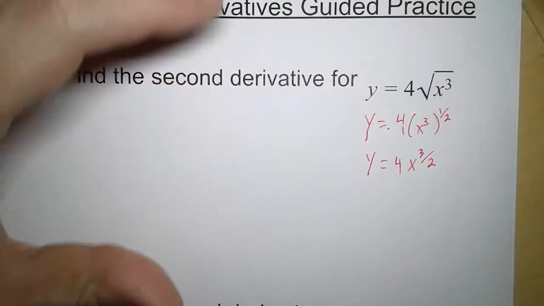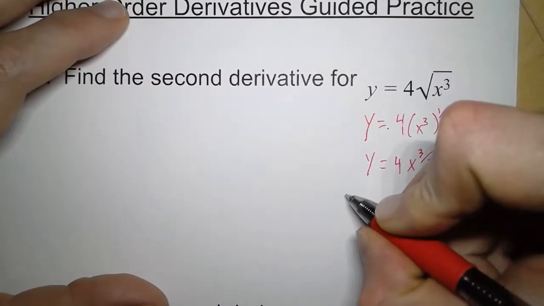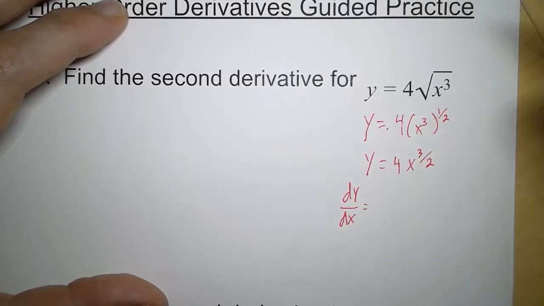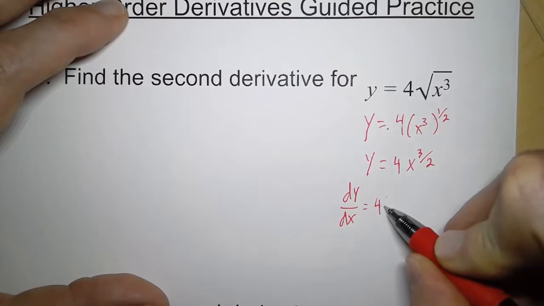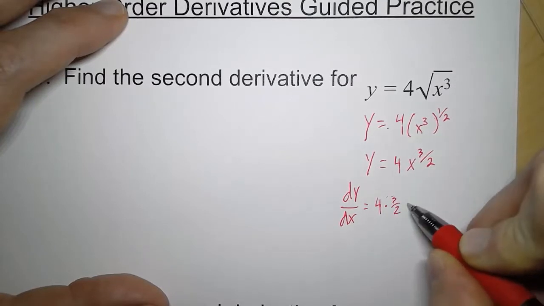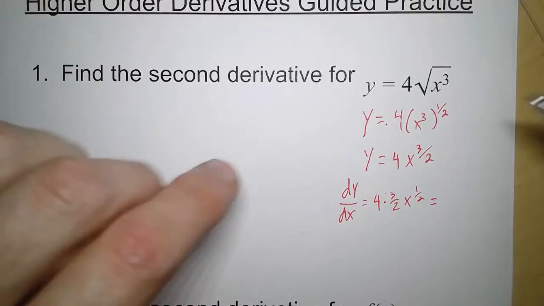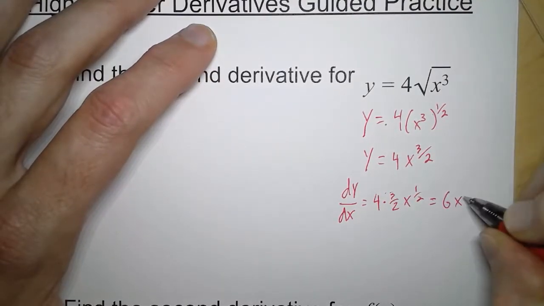So the first derivative is going to require power rule, and we write that as dy/dx. So power rule says that the power comes down, so times 3/2 x to the 1/2. And we'll simplify this. 4 times 3/2 is 6x to the 1/2.